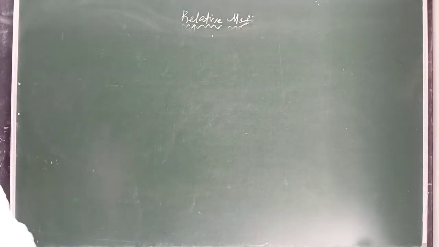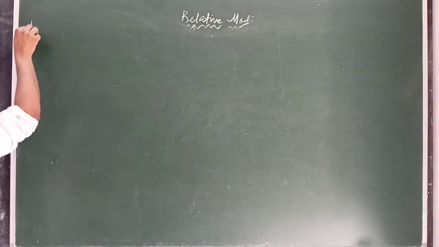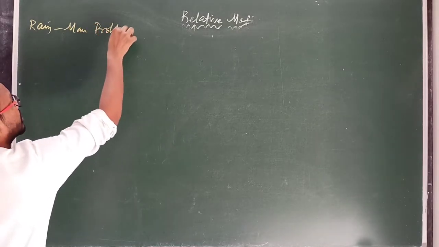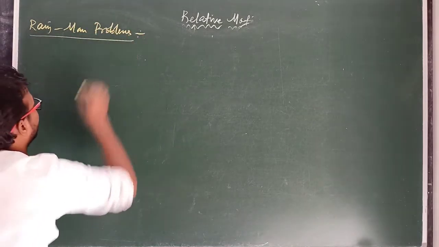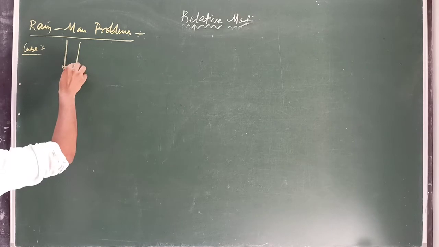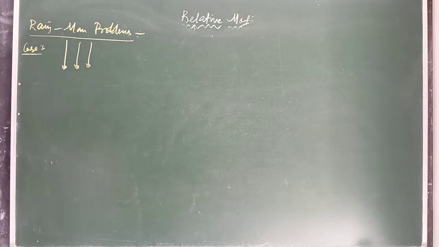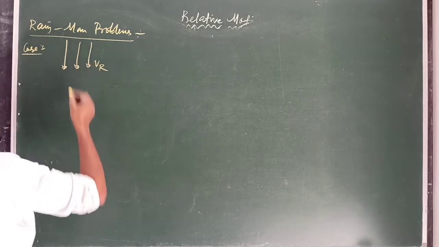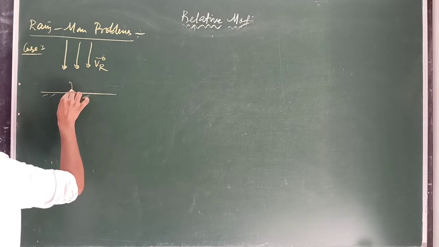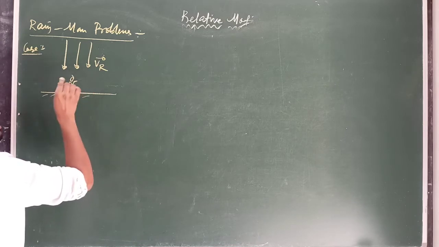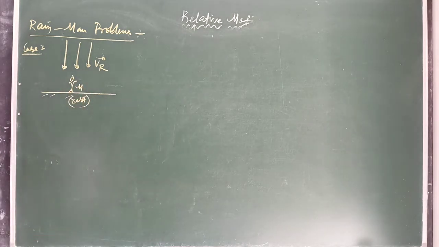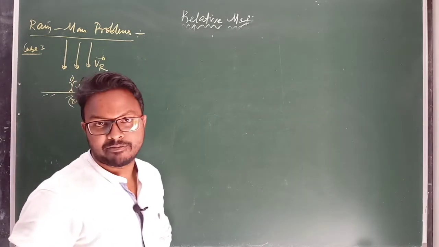And you can solve for two dimensional motion of relative velocity, that is known as rain-man problems. So a rain-man problem means, suppose I am discussing here case 1. This is the direction of rain which is falling vertically downward, and suppose this is VR, velocity of rain, and this is ground level, and there is an observer or man standing on the ground, and his velocity is suppose 0. So at that time we have to find the direction of the umbrella.